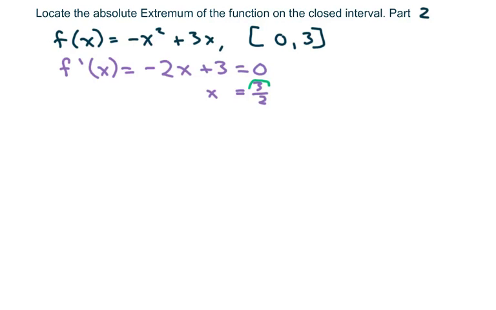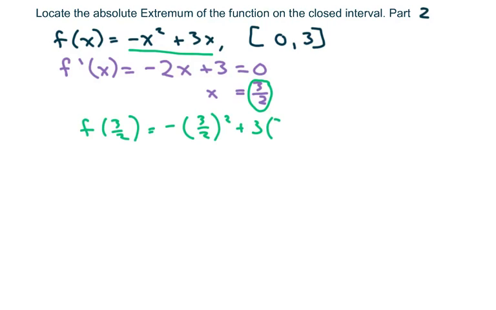I'm going to plug it in to get the point back into this. So f of 3/2 equals negative (3/2) squared plus 3 times 3/2, and that's going to equal 9/4. Alright, so that critical number is at 3/2, and it occurs at the point (3/2, 9/4). That's your critical number. Now we've got to also evaluate our left and right endpoints.